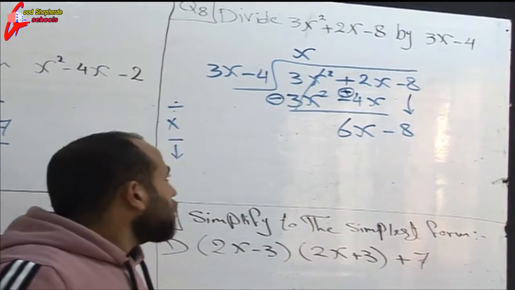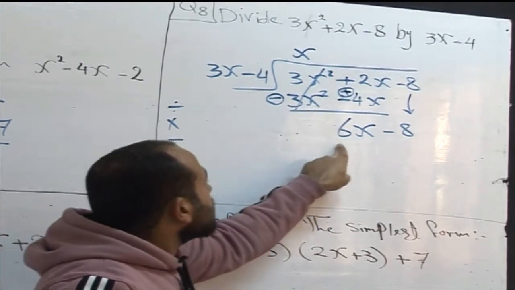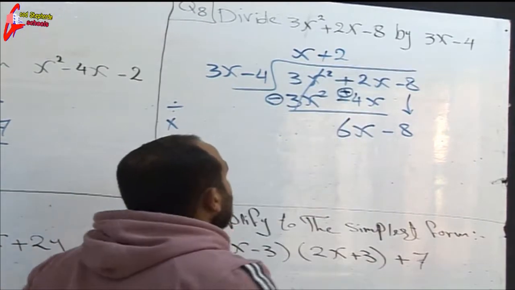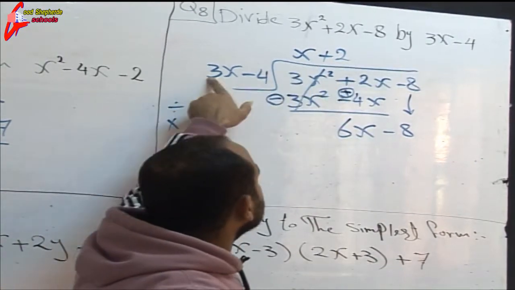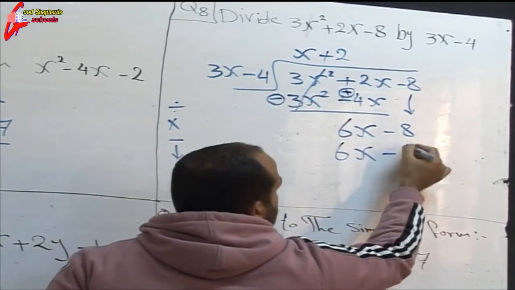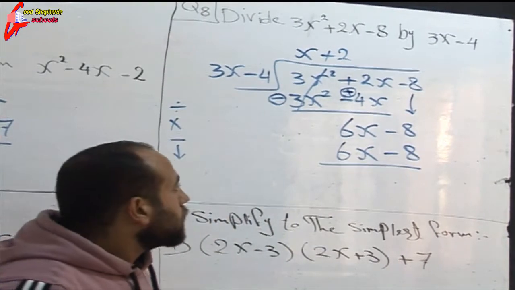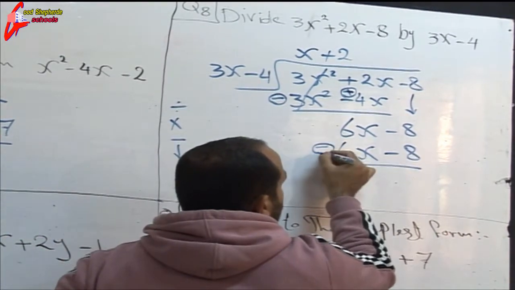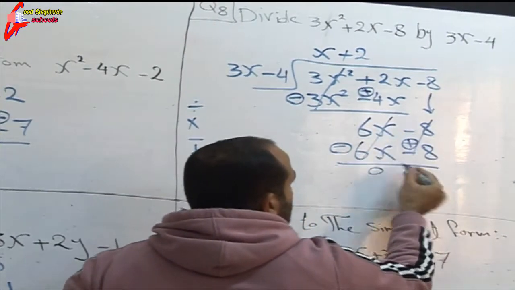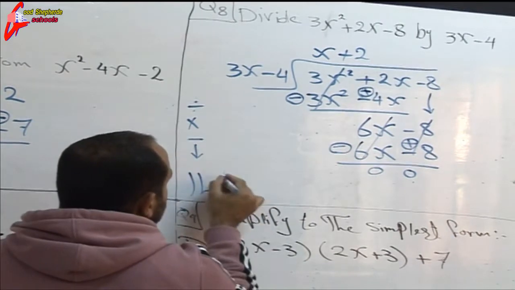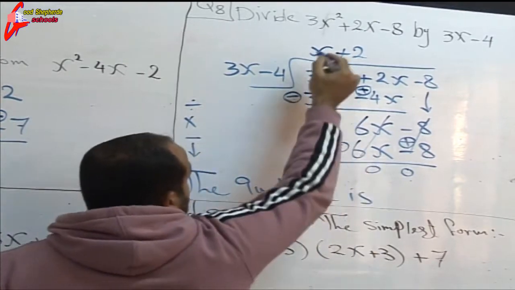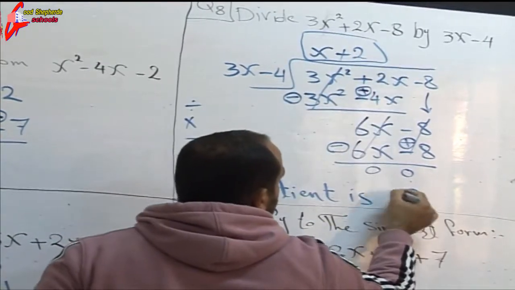Repeat it again. Divide, times, minus, drop. 6x divided by 3x, you will get a positive 2. Then multiply. 2 times 3x is 6x. With 2 times negative 4, negative 8. Change the sign. This will be negative and this will be positive. Cancel. So the quotient is x plus 2.